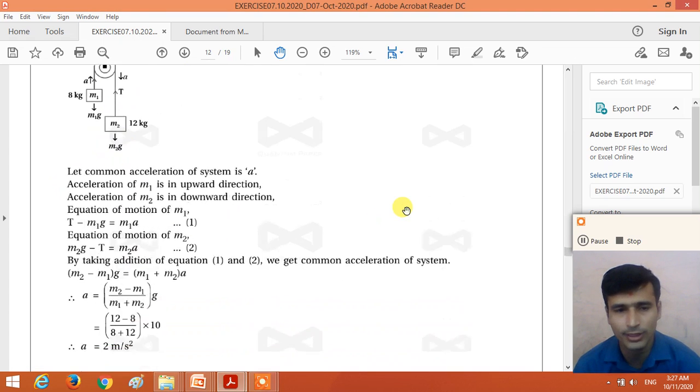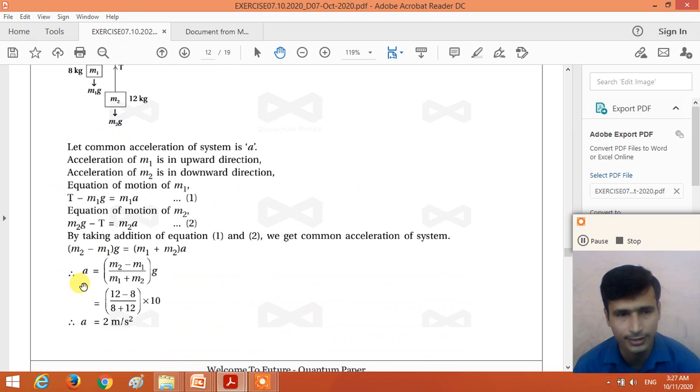By solving these two equations, we get the acceleration, right? By adding these two equations, T minus m1g plus m2g minus T is equal to m1 plus m2 into A. Here T cancels out, and we get m2 minus m1 into g is equal to m1 plus m2 into A. So the acceleration of the system A is equal to m2 minus m1 divided by m2 plus m1, into g. If we put the values, 12 minus 8 divided by 12 plus 8, into 10, we get the acceleration A is equal to 2 meter per second square.